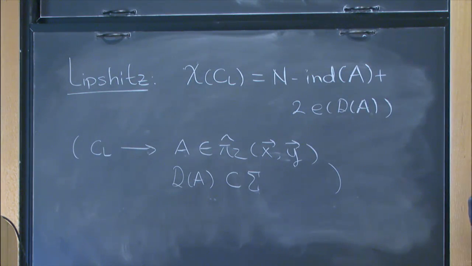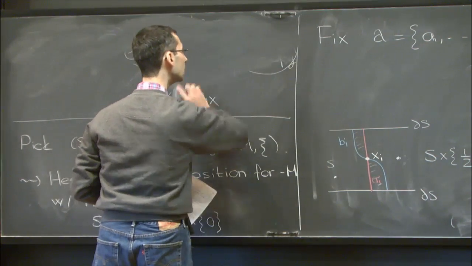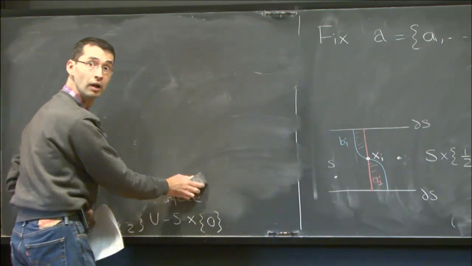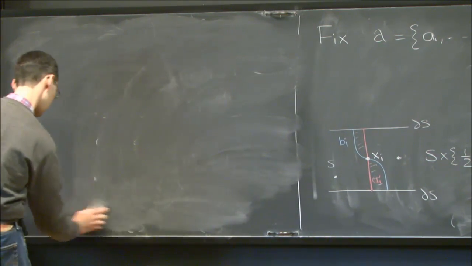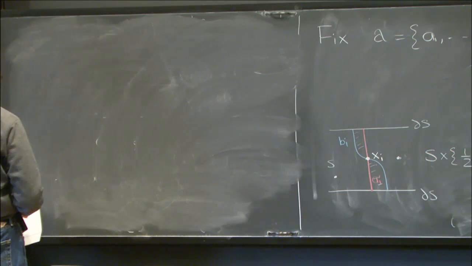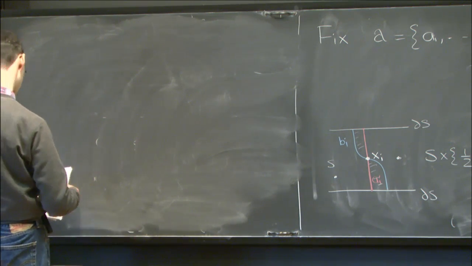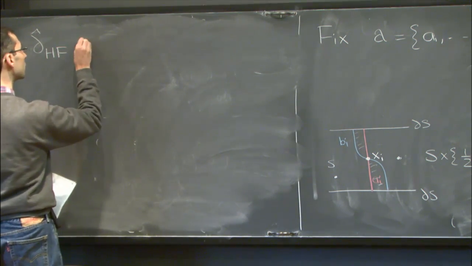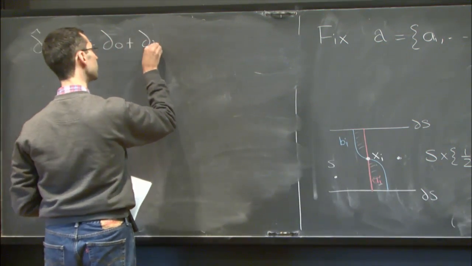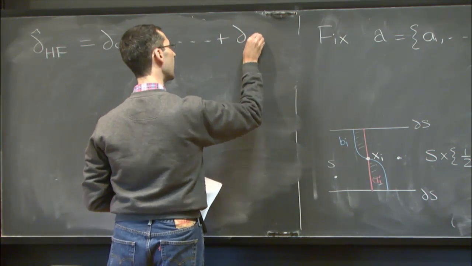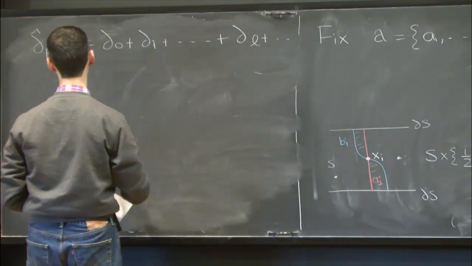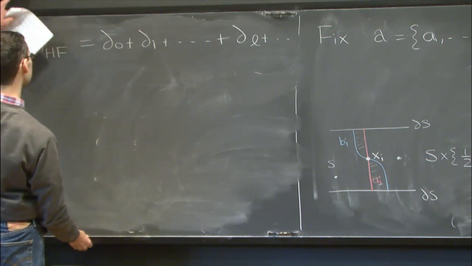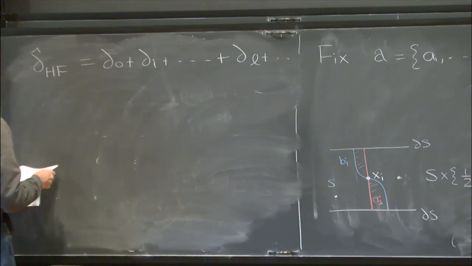Okay, so let me just define the filter. All right, so what we want to do is just decompose this into d0 plus d1 plus dl. Well, it can go on, but it has to stop because of the compactness.